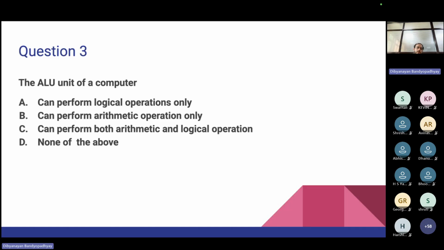So what is ALU actually? Any questions? Okay. So let me proceed. So this is question number 3, the ALU unit of a computer, and these are the options actually. So ALU, if you know the full form of ALU, you will be able to answer this question because it is very simple actually. ALU means arithmetic logic unit.